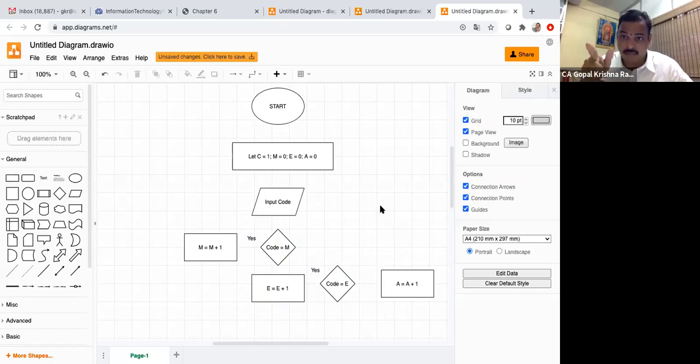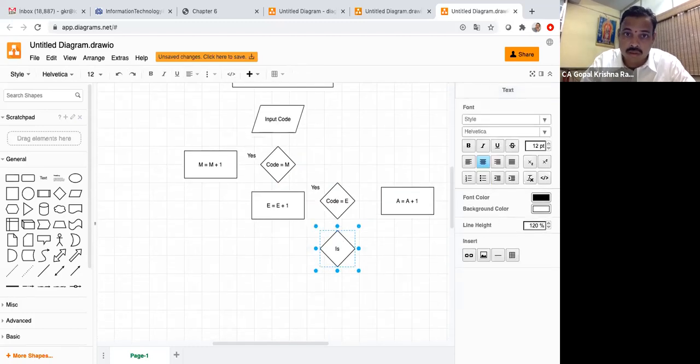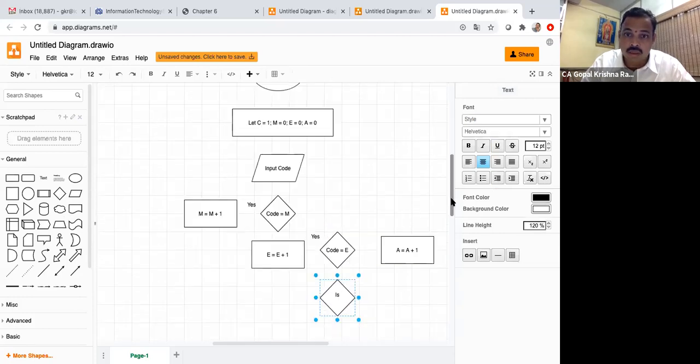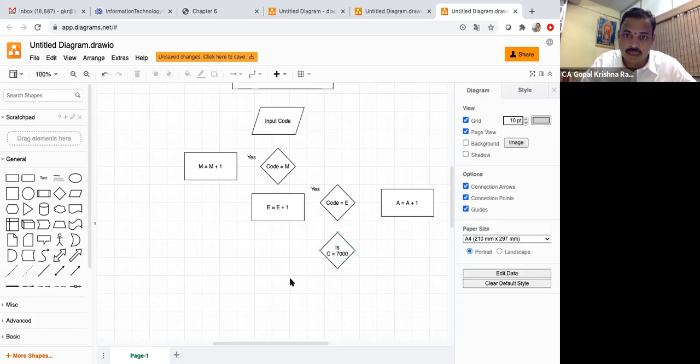I need not check once again. If there are three types of students, I only check whether you are medicine or engineering. If you are neither, you are a student of my college, so definitely you should be an art student, because you have a code. So I need not check for the other one. A is equal to A plus 1. Then I will check whether the number of students, the count C, is equal to 7,000. If C is not 7,000, no.